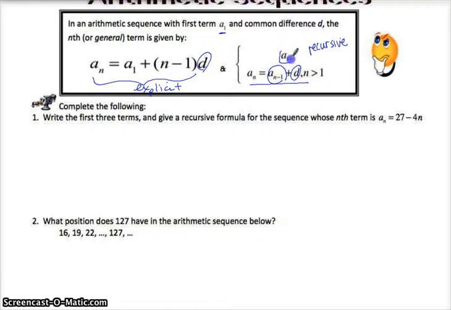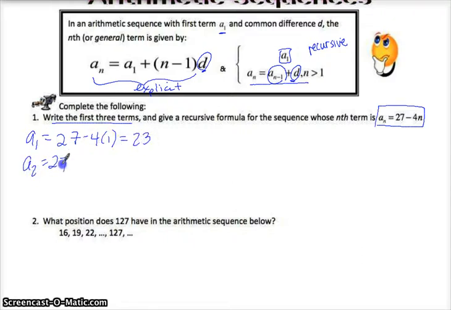But remember, in a recursive formula, one of the terms needs to be given to you in order to continue with that. So d is my common difference, n is the place, right? So the 7th term, we would put a 7 in here, the 12th term, put a 12 in for n. So it says write the first 3 terms and give a recursive formula. So right here, the explicit formula was given, so for the first 3 terms, a sub 1 would equal 27 minus 4 times 1. So the first term is then 23. A sub 2 is 27 minus 4 times 2, which is 19. A sub 3 is 27 minus 4 times 3. So 27 minus 12, that's 15.